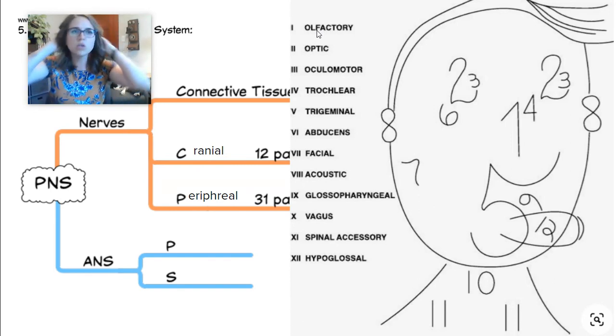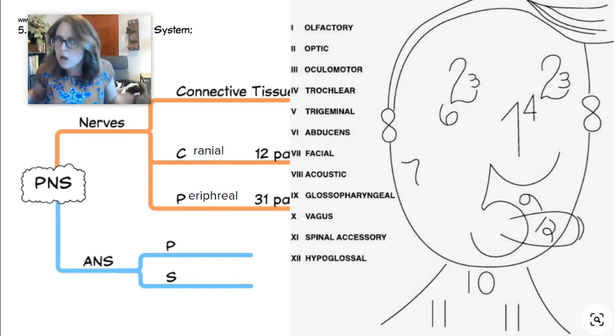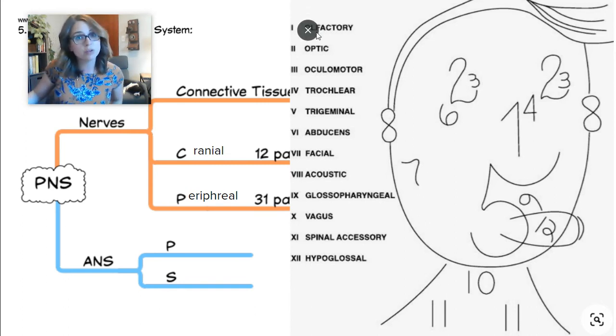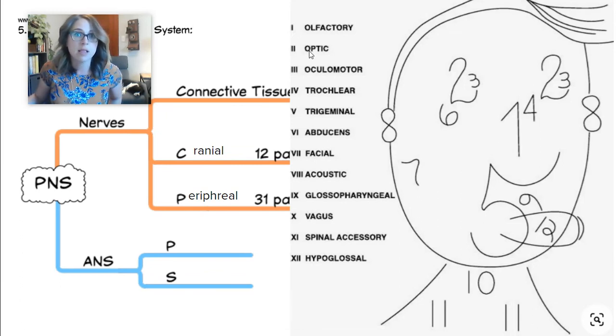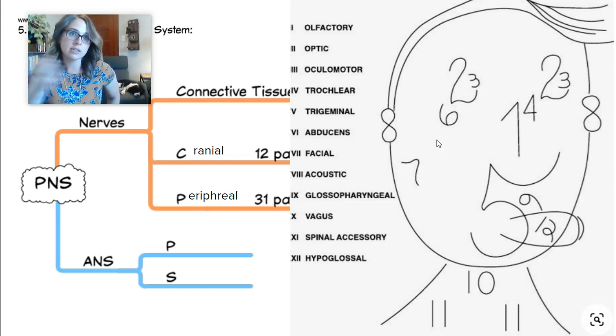If you won't remember that, just Google it when you're in college: acronym for the cranial nerves. And that helps you remember the numbers in order. Now, to remember their functions, that's trickier. Some of them have it in the name, like optic deals with the eye. Well, guess what? This weird drawing here is trying to show you someone's face. And they have put these Roman numerals on the face so that you can associate that nerve with what its job is on the face.